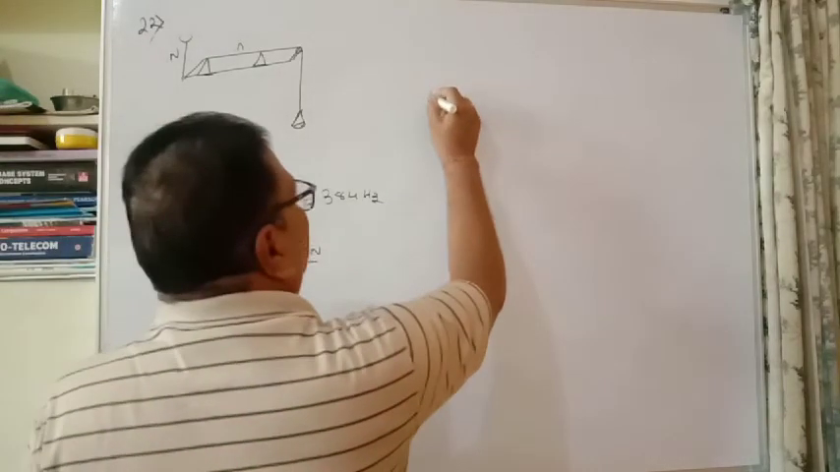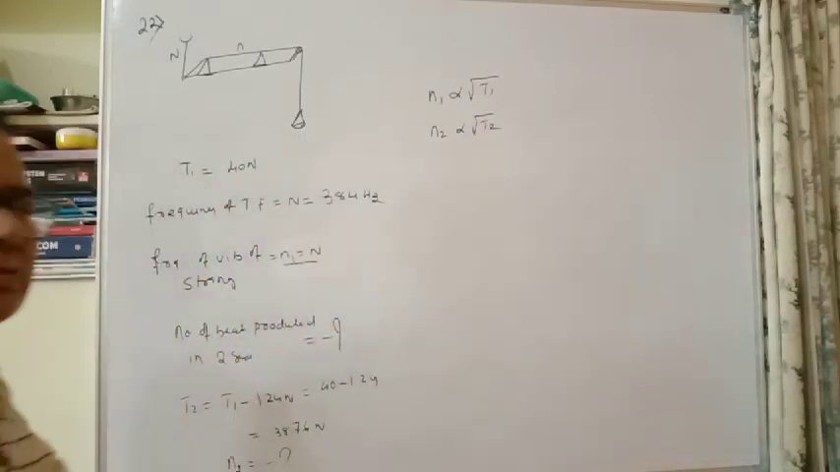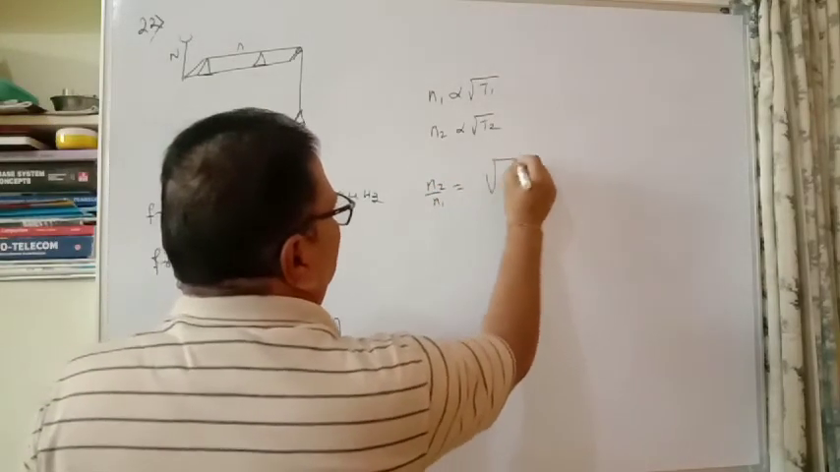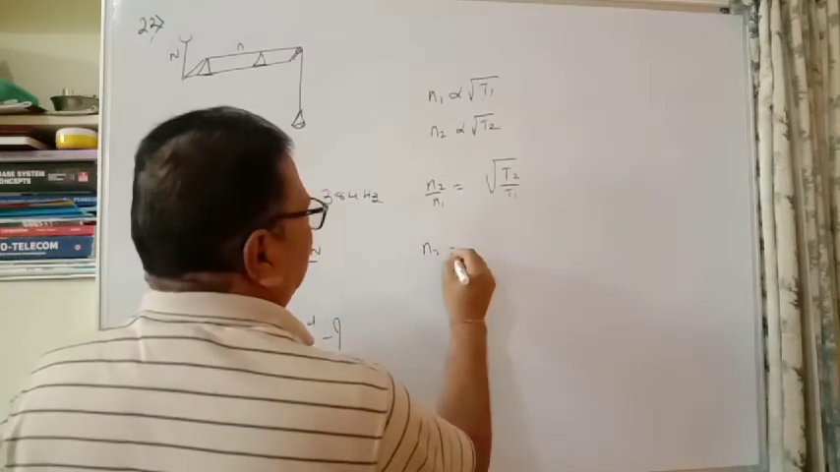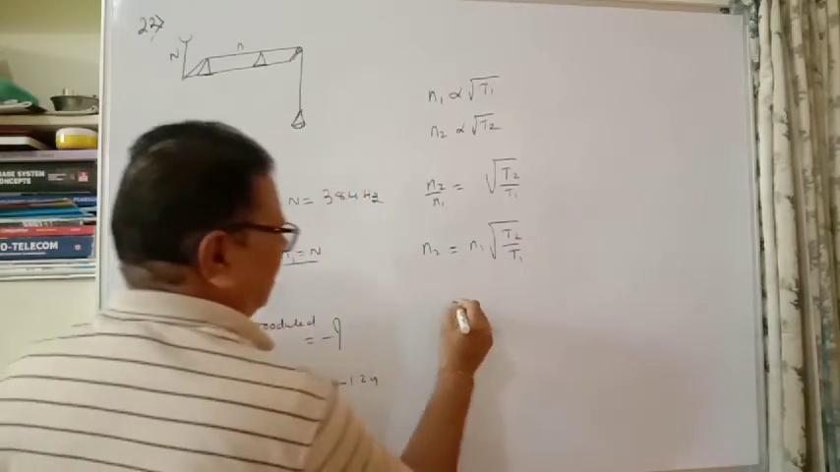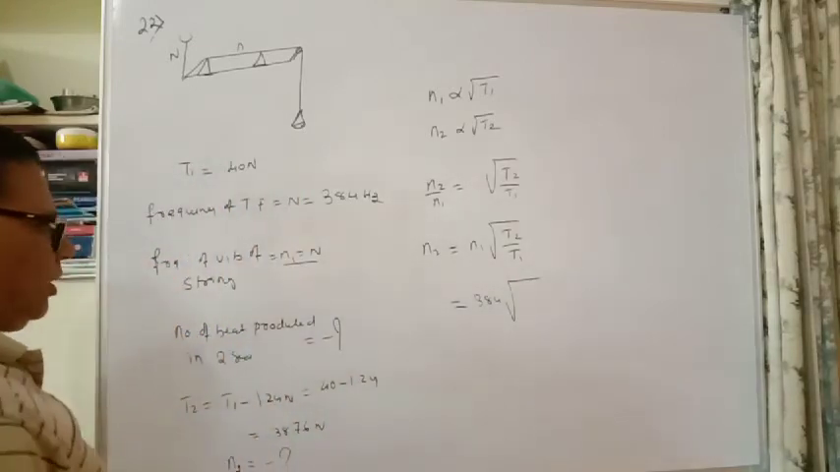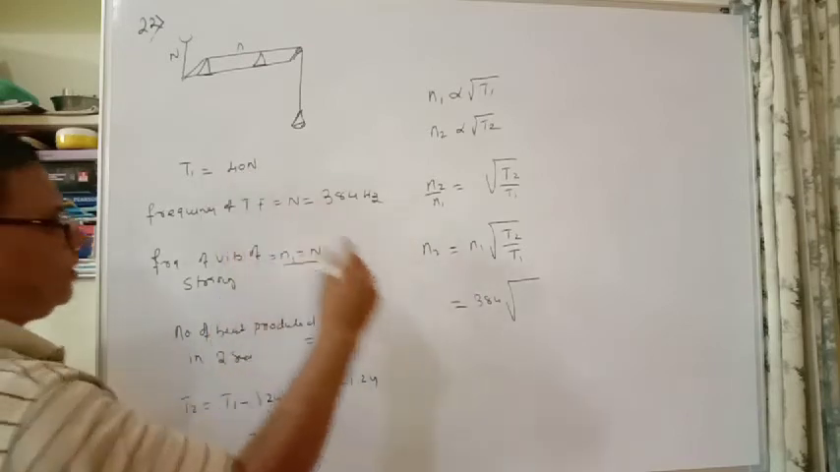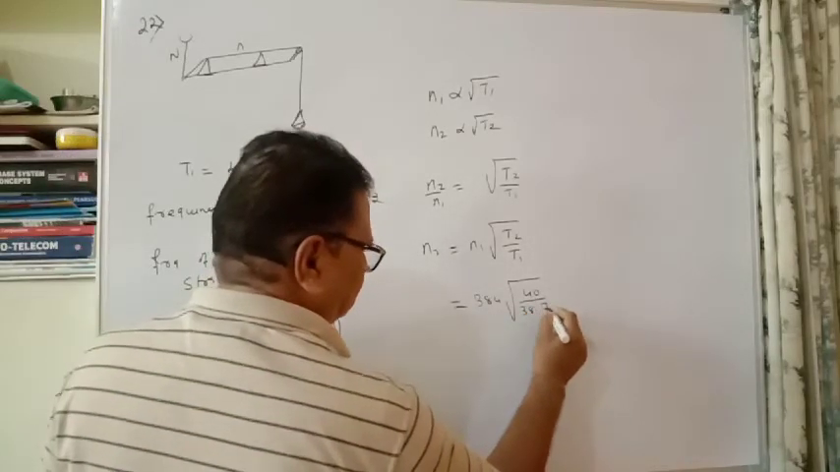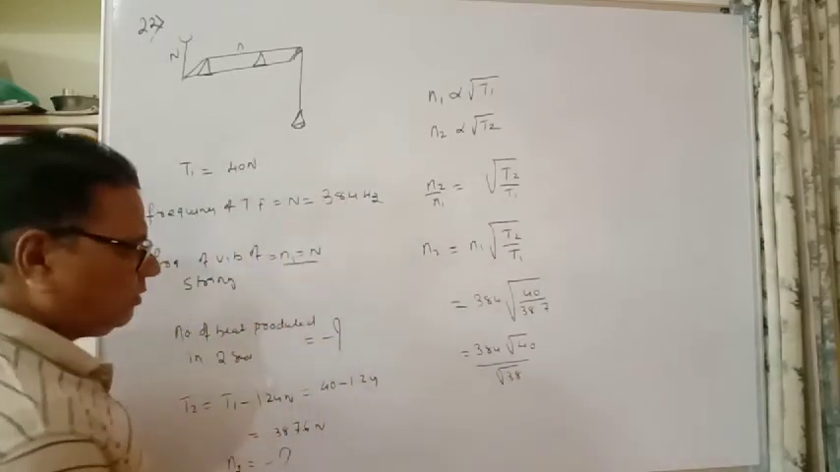So according to the law of tension, N1 is proportional to root T1 and N2 is proportional to root T2, or N2 upon N1 is equal to under root T2 upon T1, or N2 is equal to N1 into under root T2 by T1. N1 is given, because N1 is equal to N, which is equal to 384, under root T2. T2 is how much? 40 divided by how much? 38.76, or 384 root 40 divided by root 38.76.